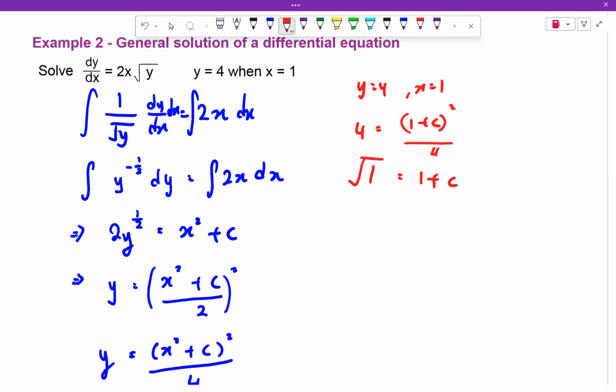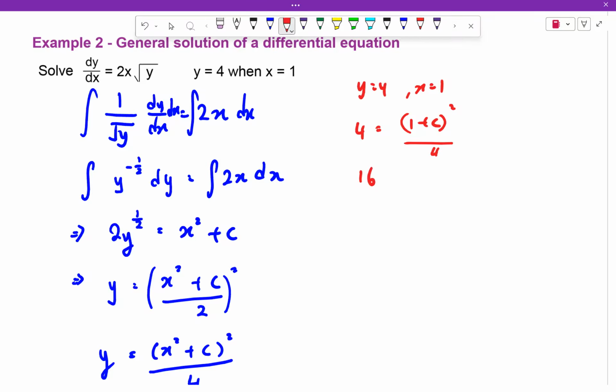Hence, our final answer, it will be, I think I substituted the wrong value, did I? It should be 4, which is 2. Oh yeah, it should be multiplied. What am I doing? That's why I was so confused.